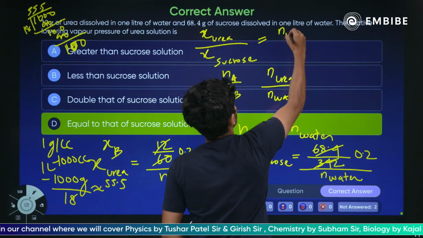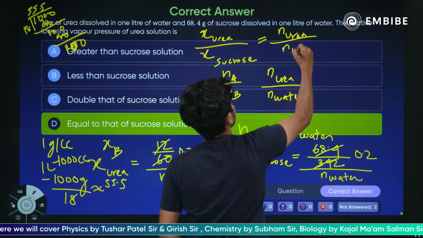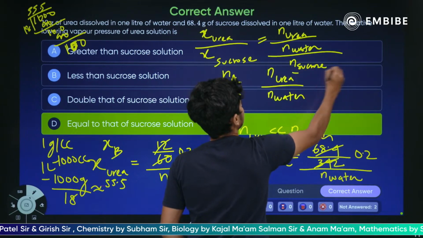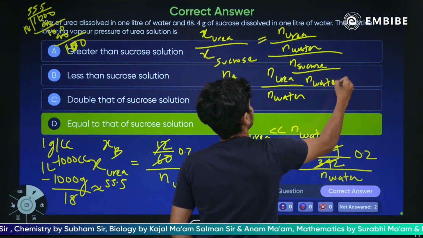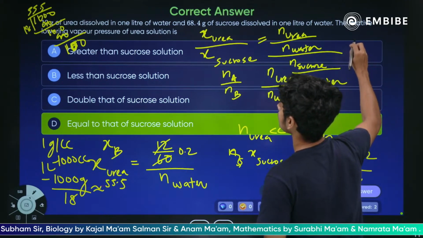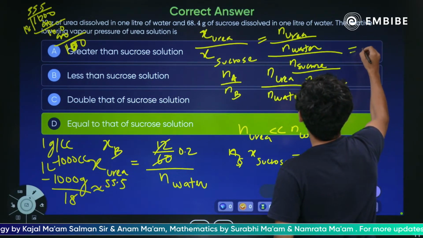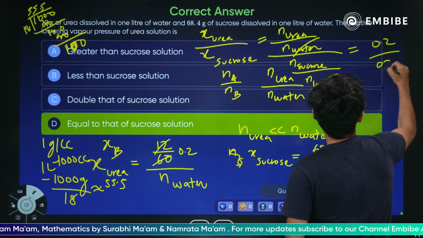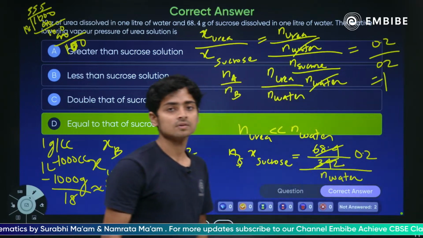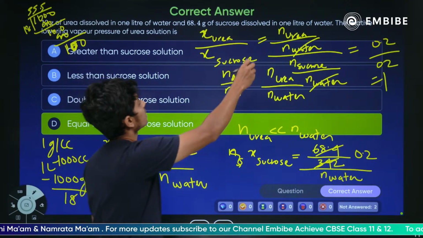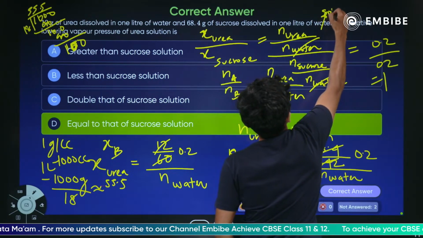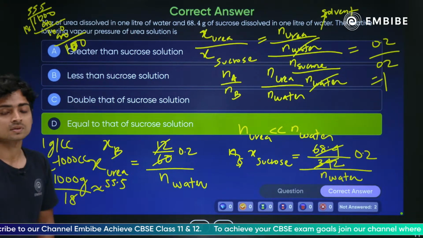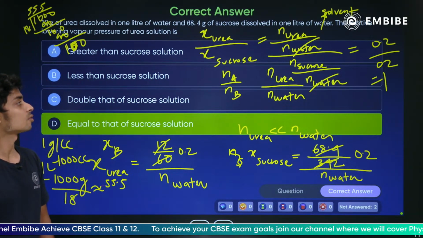you will get equal to n of urea, number of moles of urea by n of water, divided by again n of sucrose divided by n of water. ओके, तो आपको मिलेगा कितना, आपको मिलेगा 0.2, तो ये कैंसिल आउट हो जाएगा, 0.2 divided by 0.2 which is equal to 1. ठीक है, तो रेशियो 1 है, तो value will be same. और यहाँ पे आपका पानी सॉल्वेंट है, water is your solvent. Okay, water is your solvent and sucrose and sugar is obviously soluble in water, urea is also soluble, so you can form a solution.